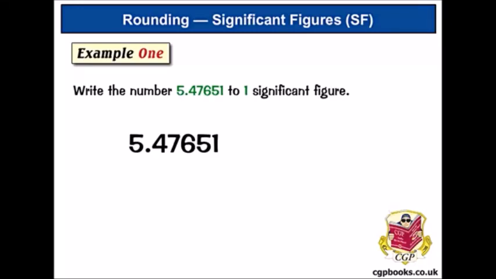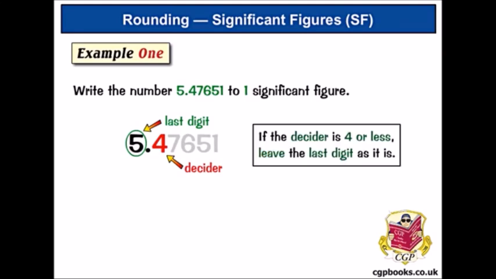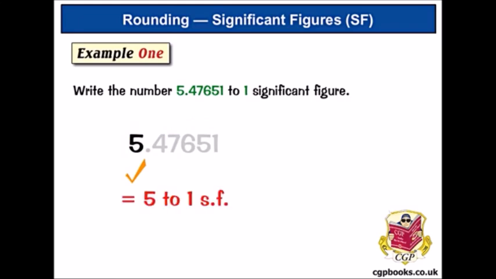Okay, so the first significant figure is 5, and we only want one significant figure, so this is also the last digit. So I'll circle that. The decider is 4, and we can ignore everything else to the right. Remember, the decider tells us whether to round up or not. When it's 4 or less, we leave the last digit as it is. So we leave 5 alone, and so 5.47651 is 5 to one significant figure, or SF for short.